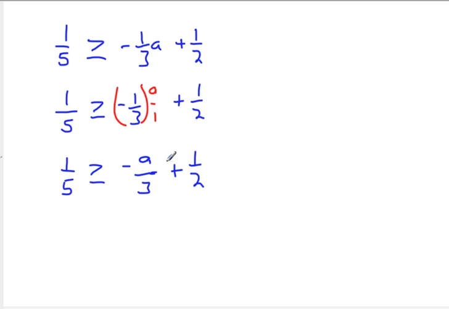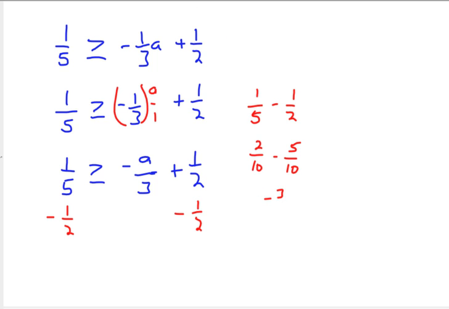When we get to here, again, you could multiply everything by 3 first if you wanted. I wouldn't recommend that. I would like to get rid of this 1/2 first, so we're going to subtract 1/2 from both sides. 1/5 minus 1/2. Well, let's see what that is. 1/5 minus 1/2 is the same as saying 2/10 minus 5/10. So that's going to be -3.